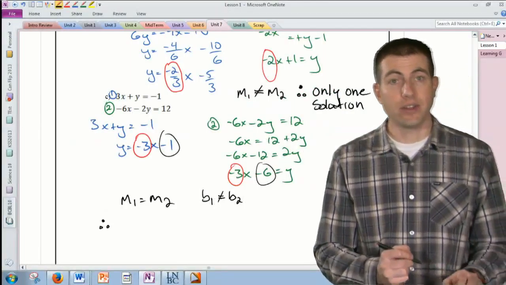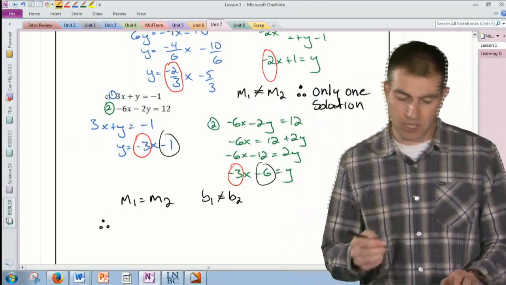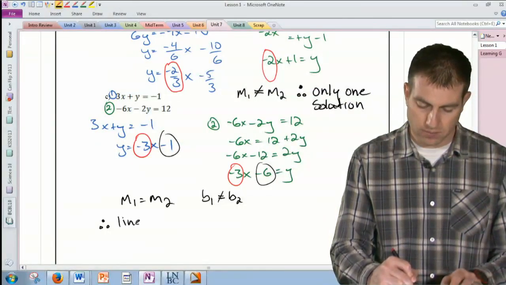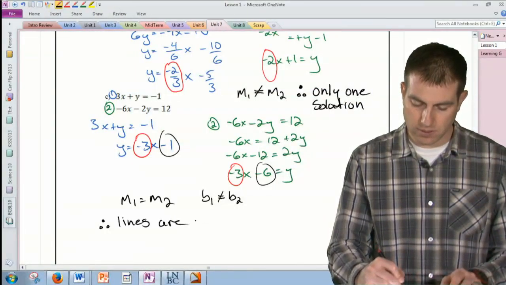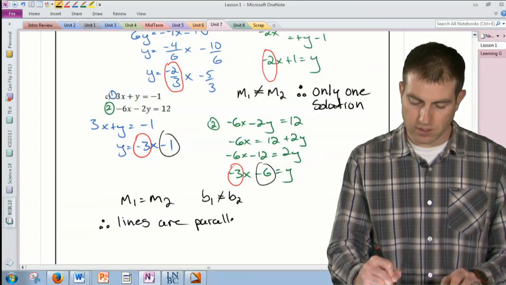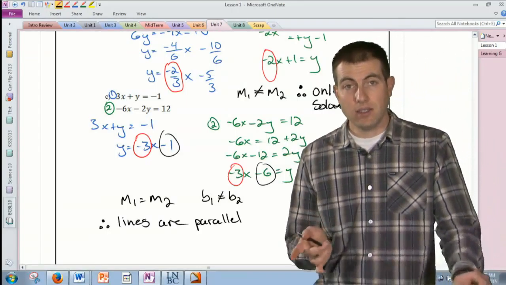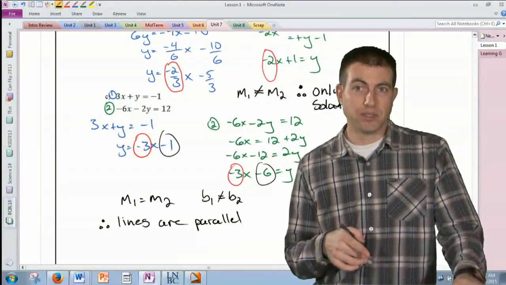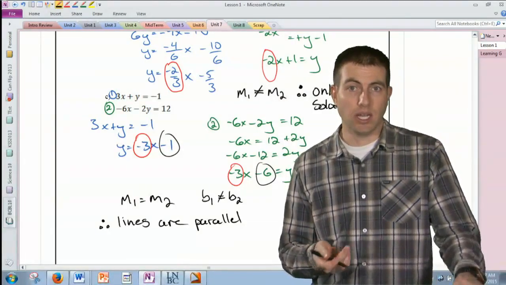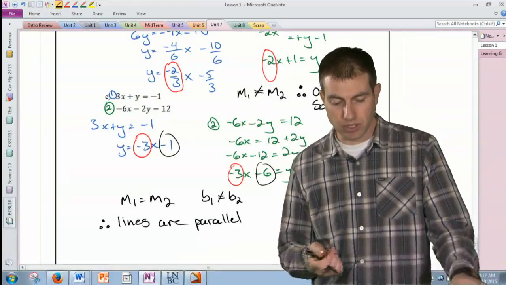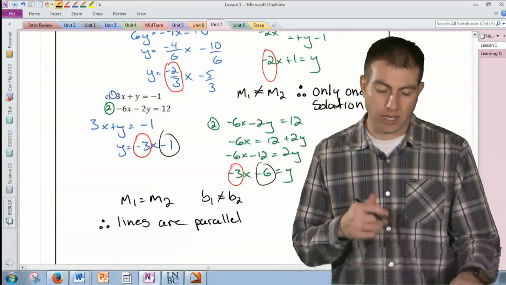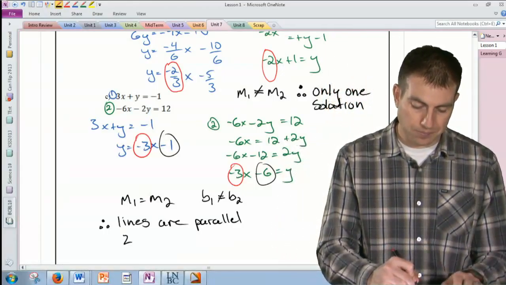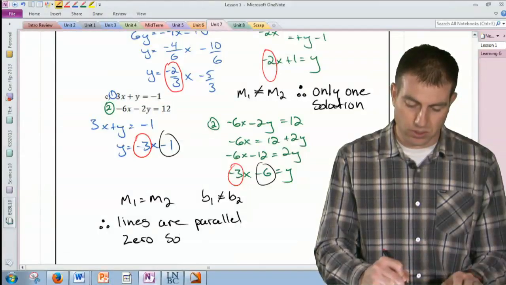What can I gather here? My slopes are the same, meaning my lines are parallel. I can't say that these are the same line because my y-intercepts are different. If the y-intercepts were the same, then I'd have coincident lines. But because my y-intercepts are different, I don't have coincident lines. I have parallel lines and 0 solutions.